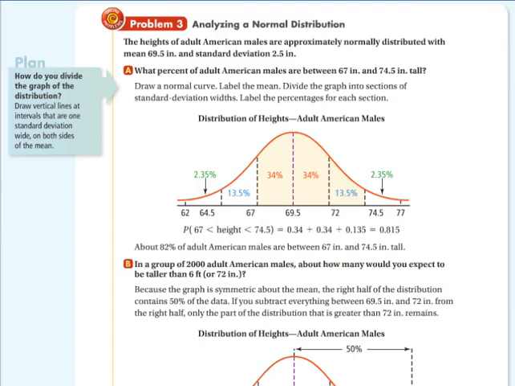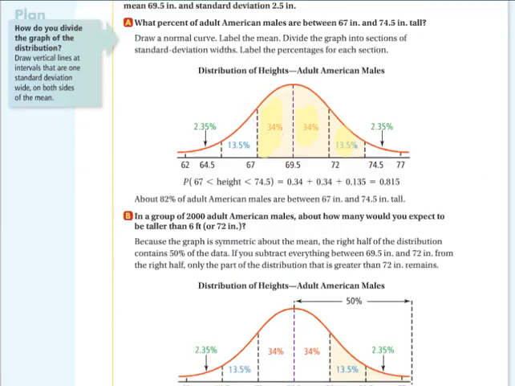Analyzing a normal distribution for these problems, what percent, let's take a look, we have some basic information here. We have a mean of 69.5 and a standard deviation of 2.5, and we have the normal curve here. So what percent of adult American males are between 67 and 74.5? So that percentage is this 34, and that 13.5. So it's about 81.5 or 82%, really, that's simple.